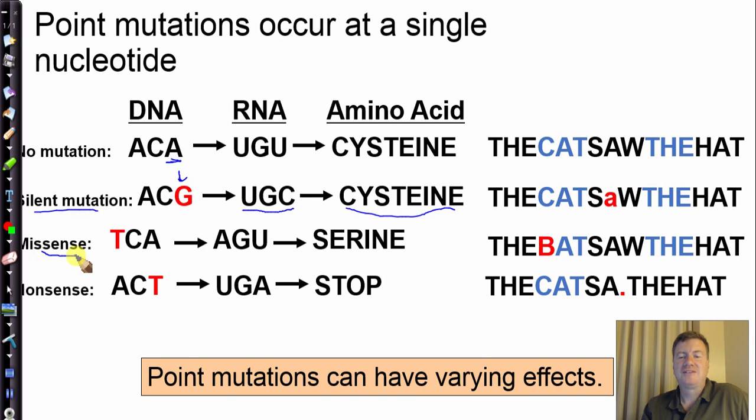A missense error is when we change something that does result in an amino acid sequence change. So here the A got changed to a T. When we transcribed this, we got a different sequence. Here you see AGU, where before it was UGU. Well, AGU means serine, a different amino acid. So I'm showing you kind of how a word got changed: the bat instead of the cat. Okay, that's a missense mutation.